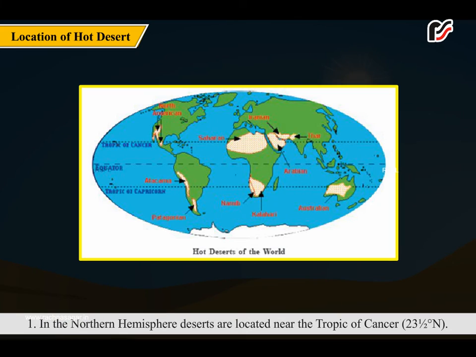In the northern hemisphere, deserts are located near the Tropic of Cancer, 23.5 degrees north. In the southern hemisphere, the deserts lie near the Tropic of Capricorn, 23.5 degrees south. All these deserts are in the western part of the continents.